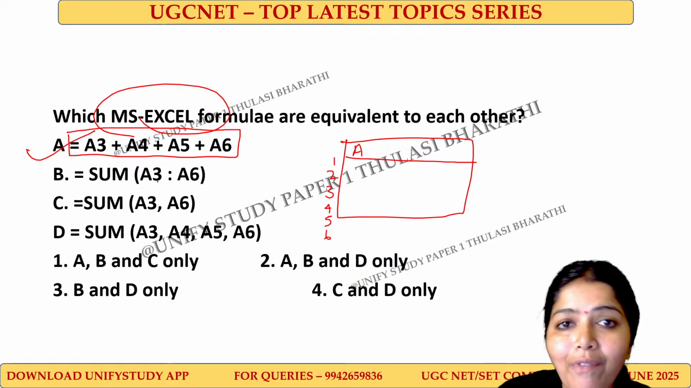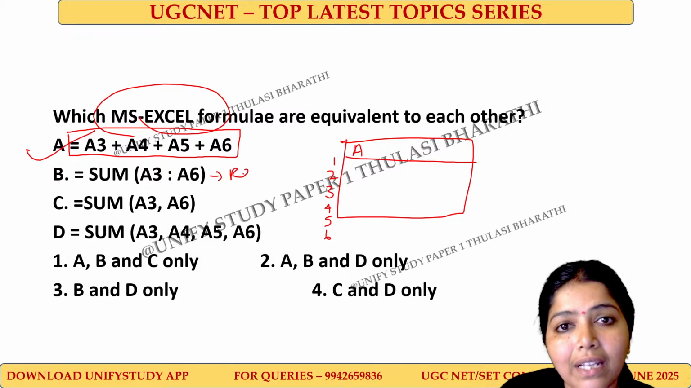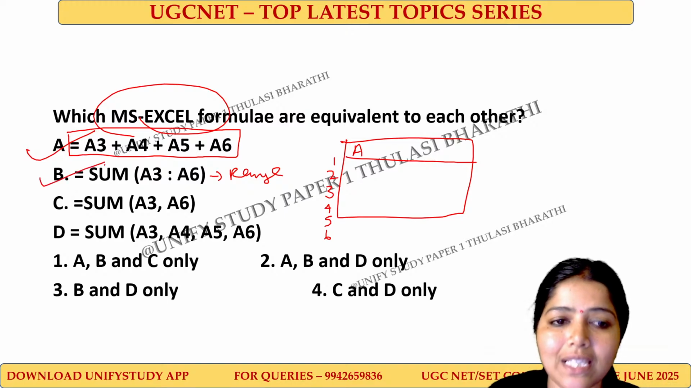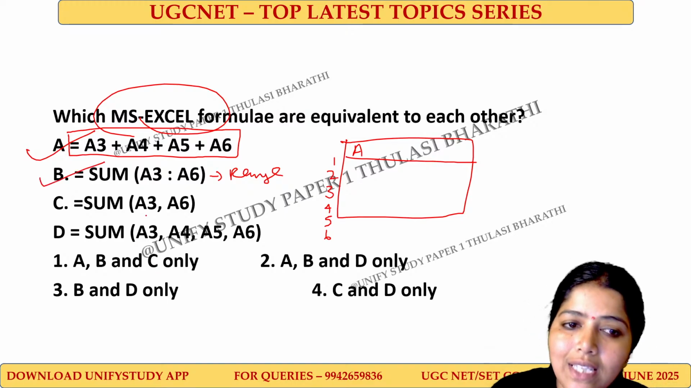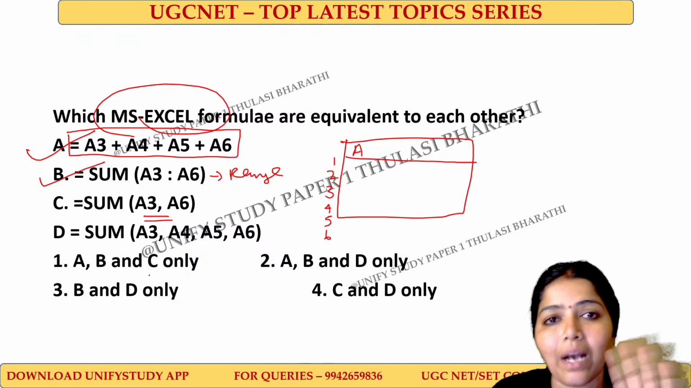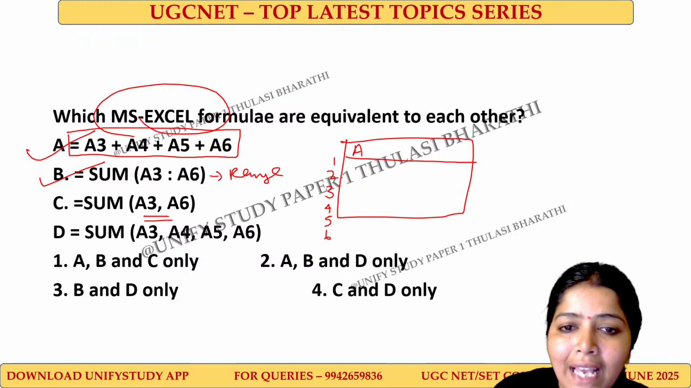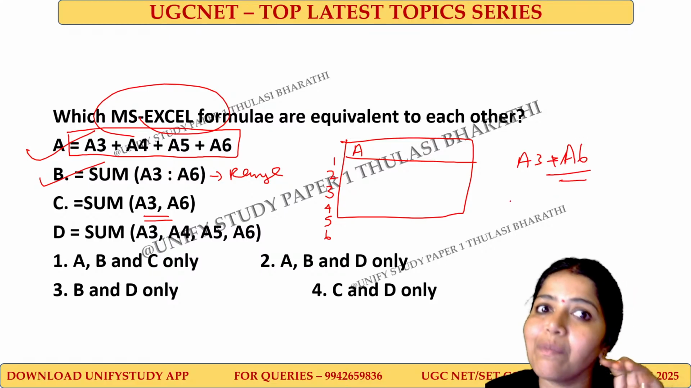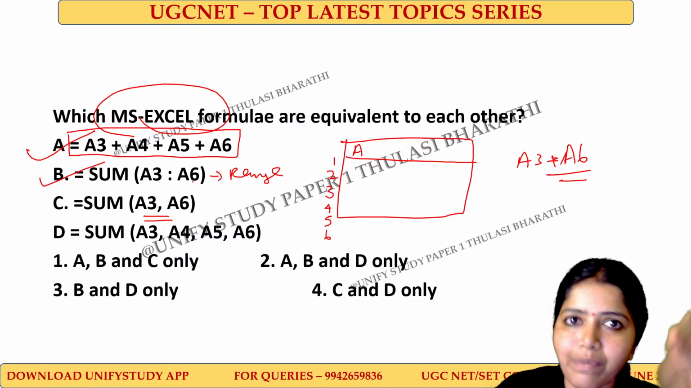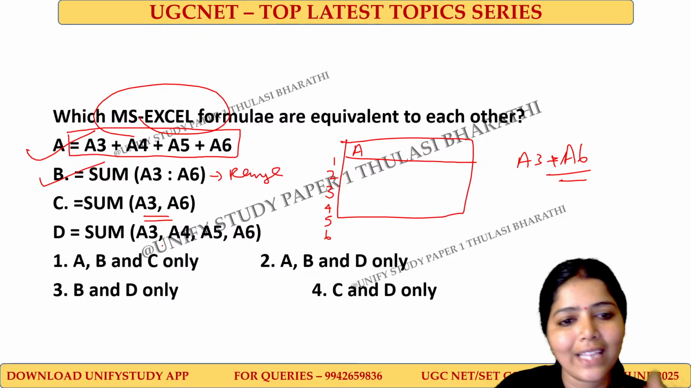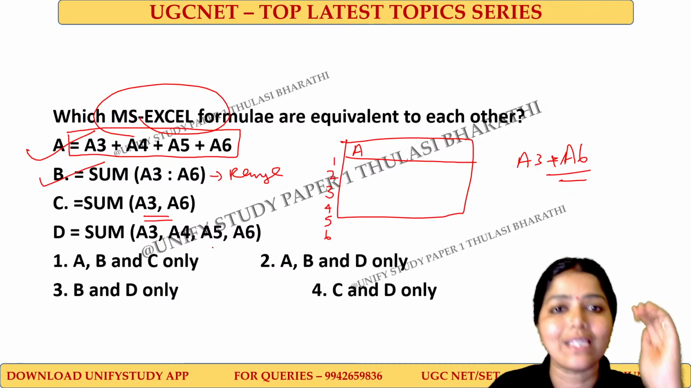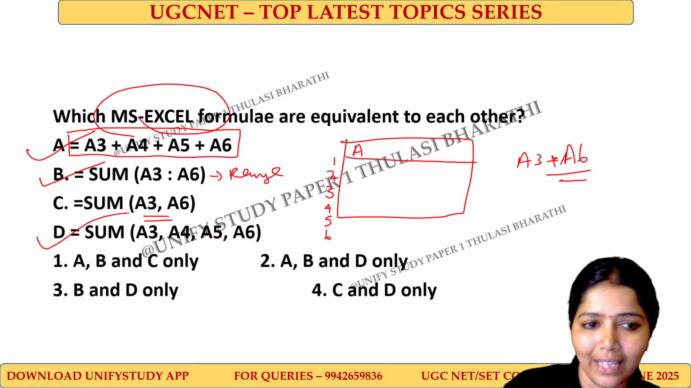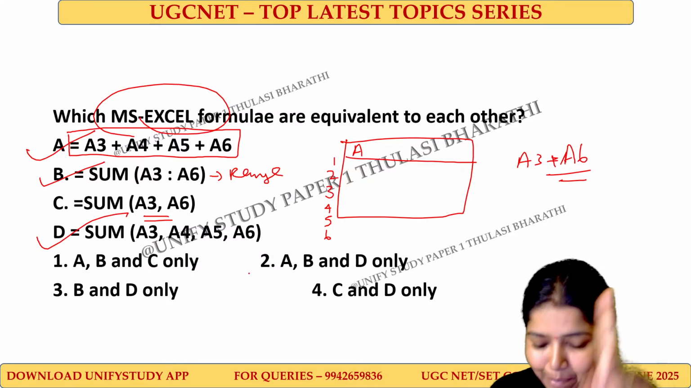Very good. SUM of A3 to A6 means what? This is nothing but a range, representing the range. So this will also add the numbers. This is also absolutely right. And what is this, A3 comma A6? If we add this, it will be adding A3 plus A6. Only those two things will be added. Okay, it is different from the other two above. Next, SUM of A3 comma A4, A5, A6. So it will sum A3, A4, A5 and A6. So the equivalent answers will be given by A, B and D.